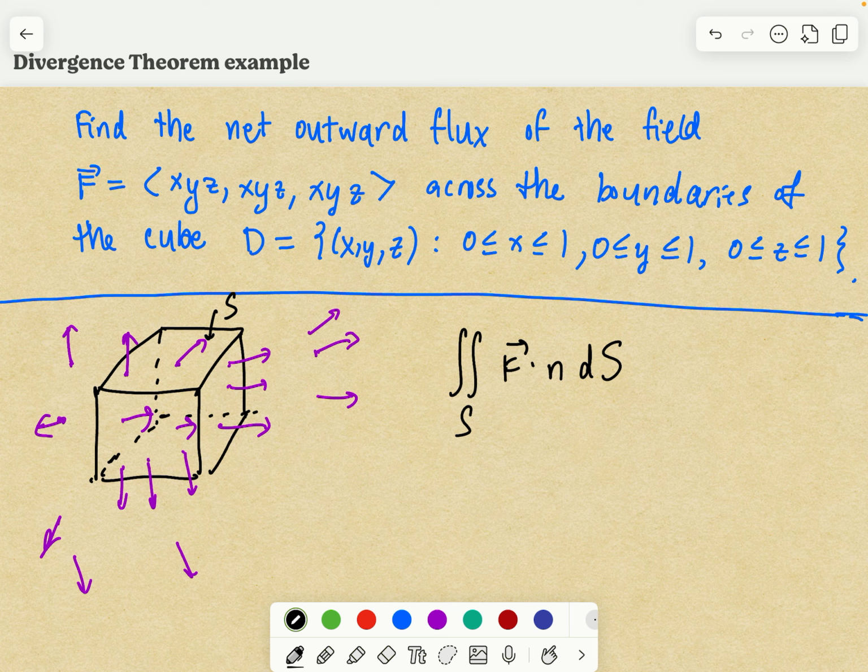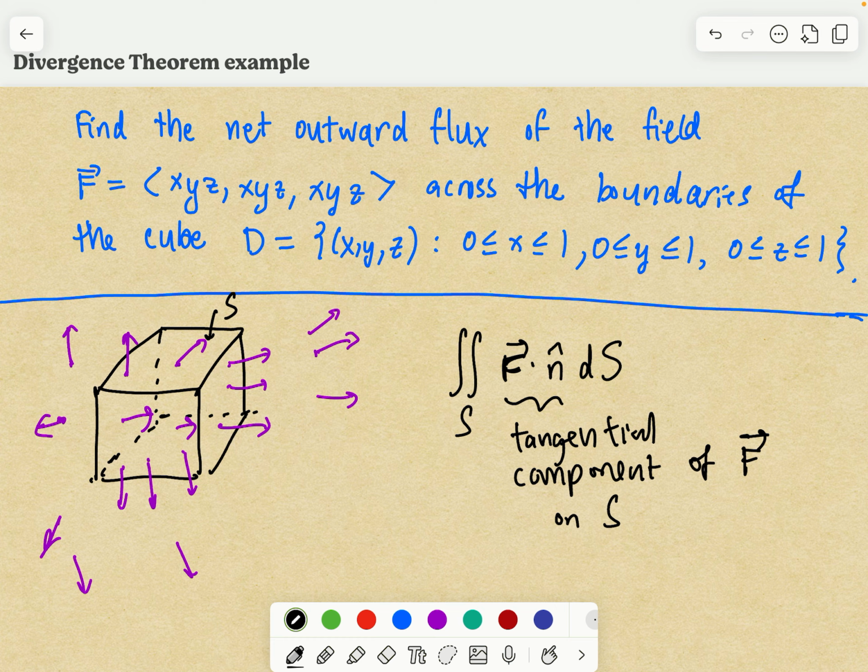In other words, it's the tangential component of your vector field. You're taking the tangential component, this F dot n, F dot n is the tangential component of F on your surface S. So you're taking the tangential component and then integrating it over the surface S. So this is a surface integral. That's called the net outward flux.